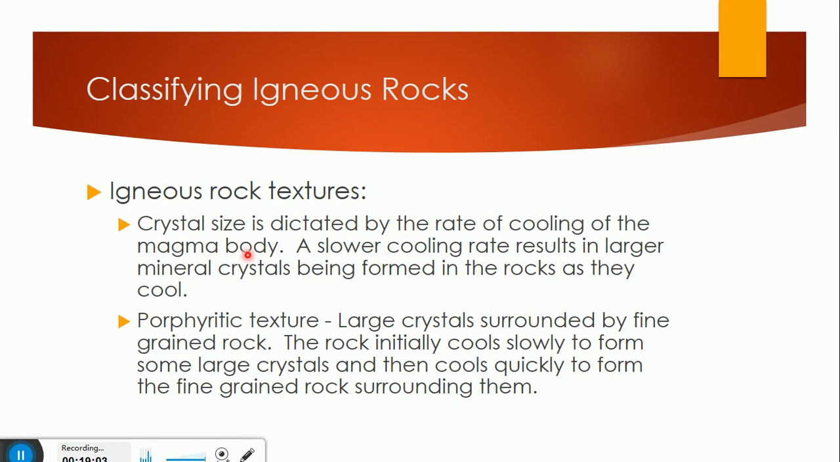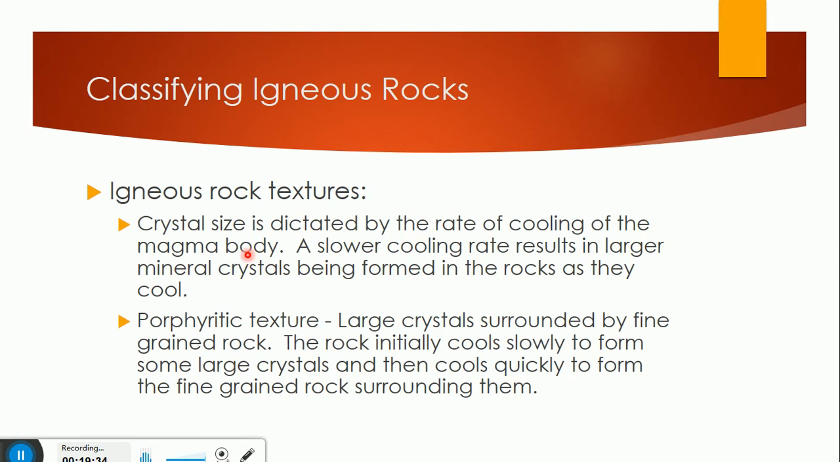Porphyritic texture: large crystals surrounded by fine grained rock. The rock initially cools slowly to form the large crystals and then cools quickly to form the fine grained rock surrounding them. In simple words, when the large grains are surrounded by the small grains, it is called porphyritic texture. While it is formed inside the earth, when the magma cools very slowly, it prefers large grains of crystal.